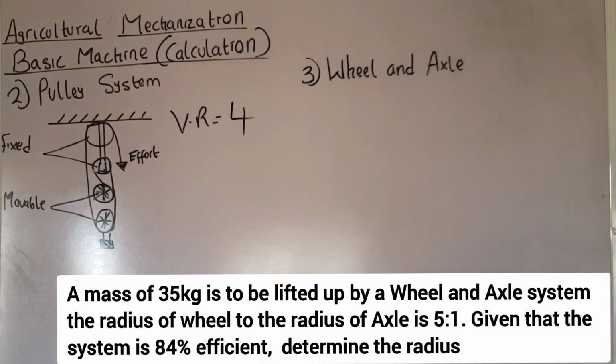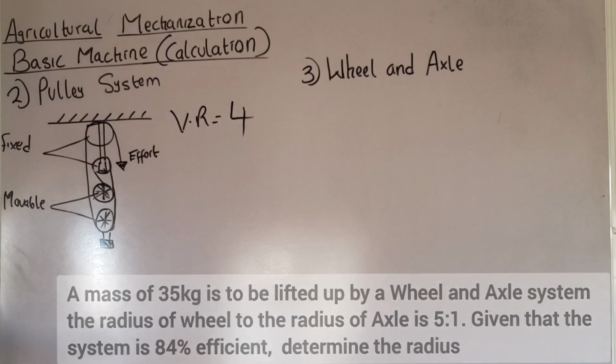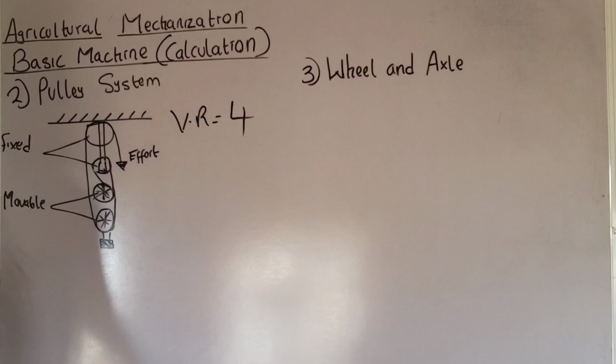A mass of 35 kilograms is to be lifted up by a wheel and axle system. The radius of the wheel to the radius of the axle is 5:1. Given that the system is 84% efficient, determine the effort required to lift the body, taking g equals 10 meters per second squared. Okay, please, I want you to pay attention. Let's start by writing out the information that we're given in the question.